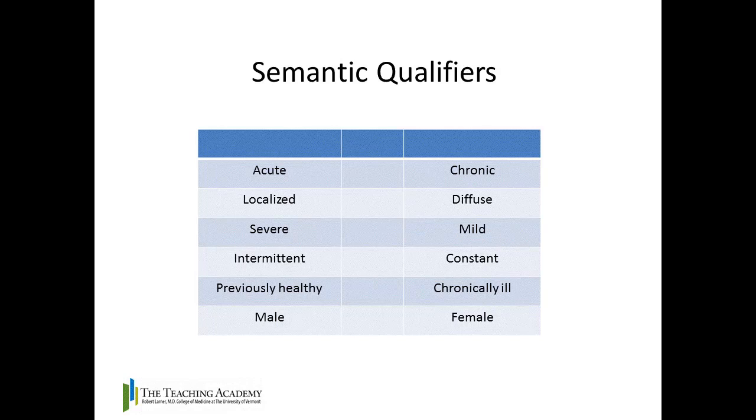These are medical terms or doctor speak, not layman's terms. See how each pair is contrasting, acute versus chronic, localized versus diffuse. You can imagine how each term would make you think differently about a patient's complaint. Is the cough acute or chronic? Is the pain mild or severe? Is the patient previously healthy or chronically ill?